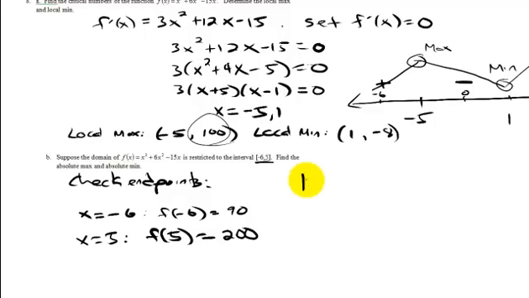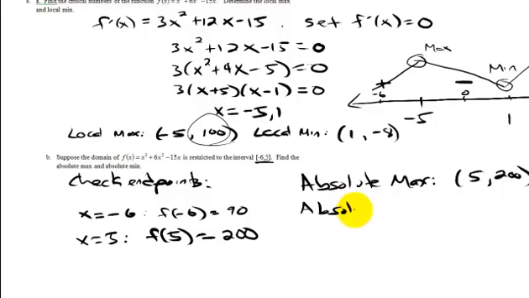So my absolute max will be at 5, comma, 200, and then I have an absolute min, which is 1, comma, negative 8. It is the local min, but it is also the absolute min.